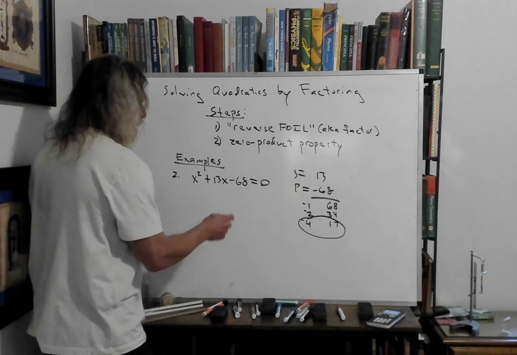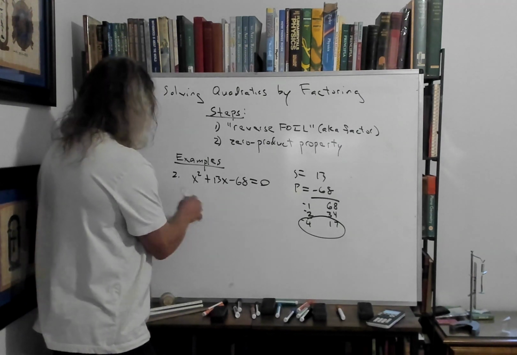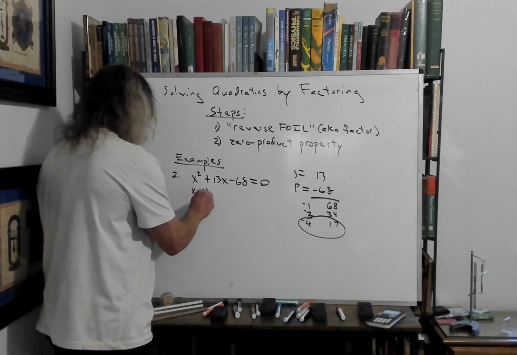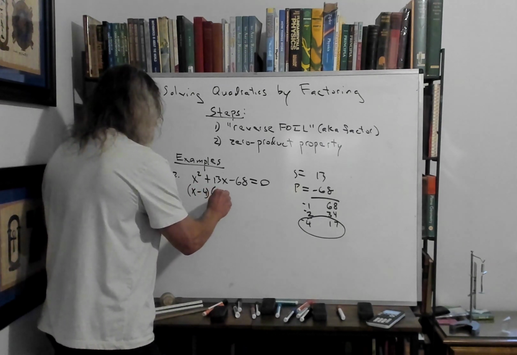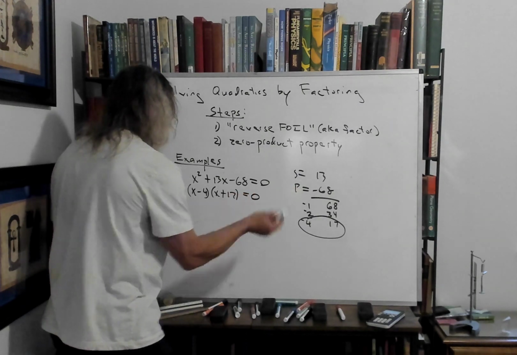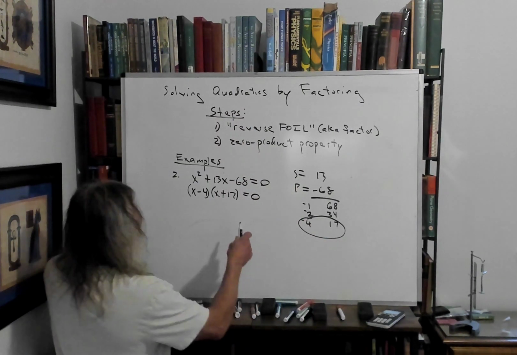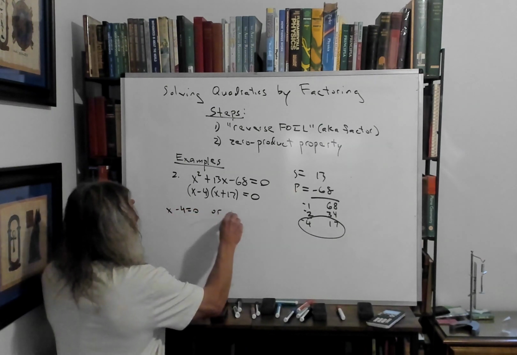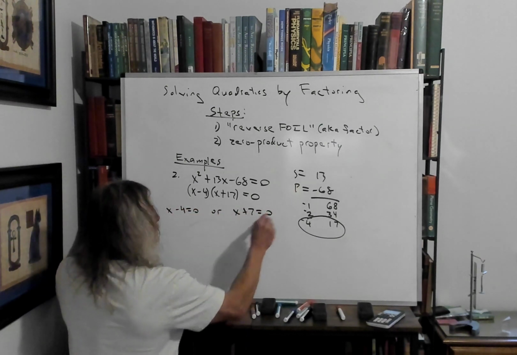So, because I have a 1 out here, I can go straight to the factors. x minus 4, x plus 17 is 0. Then break it apart into linear factors, little linear equations we can solve.